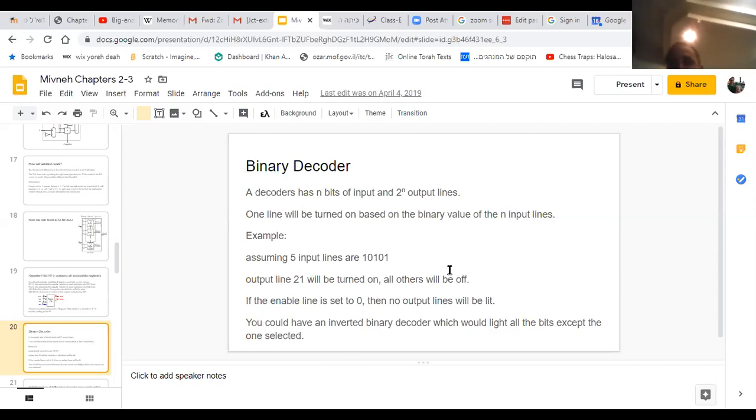Furthermore, you could theoretically have an inverted binary decoder, although we're not going to see that in use in this course. It would mean that if I lit up 21 on the entrance, then every line would be lit up except 21, and 21 would be 0. So that's called a binary decoder.